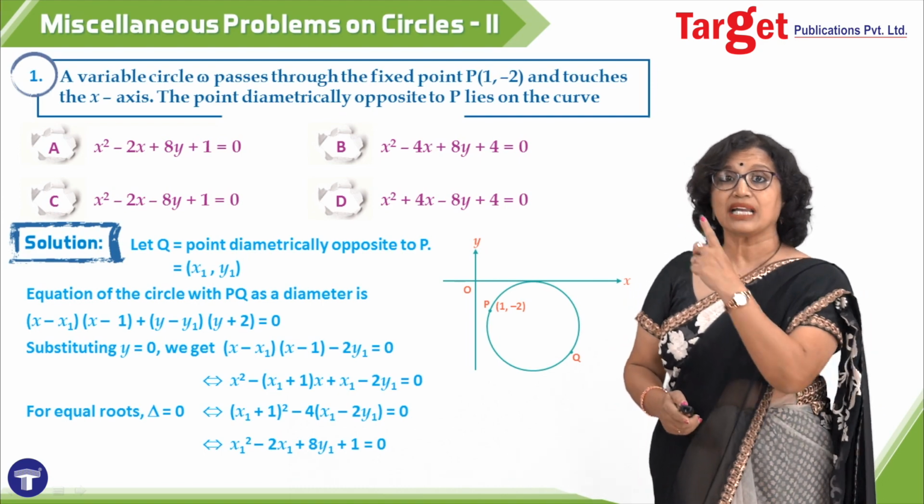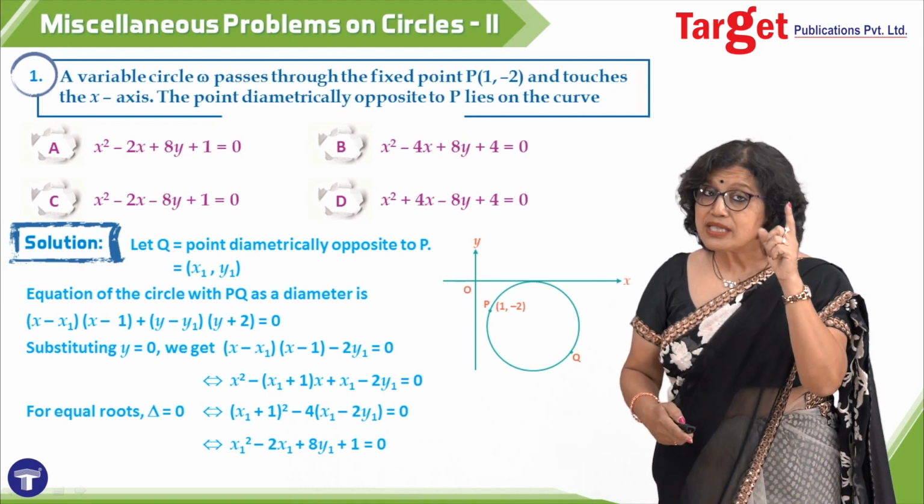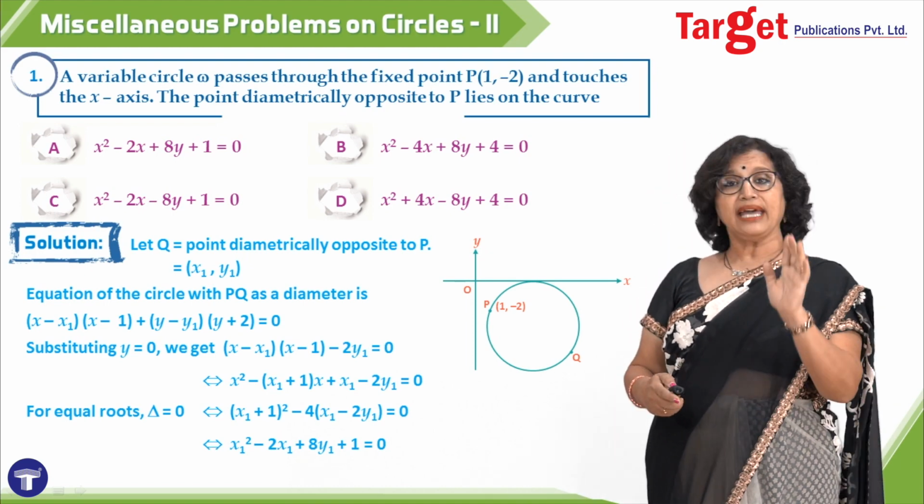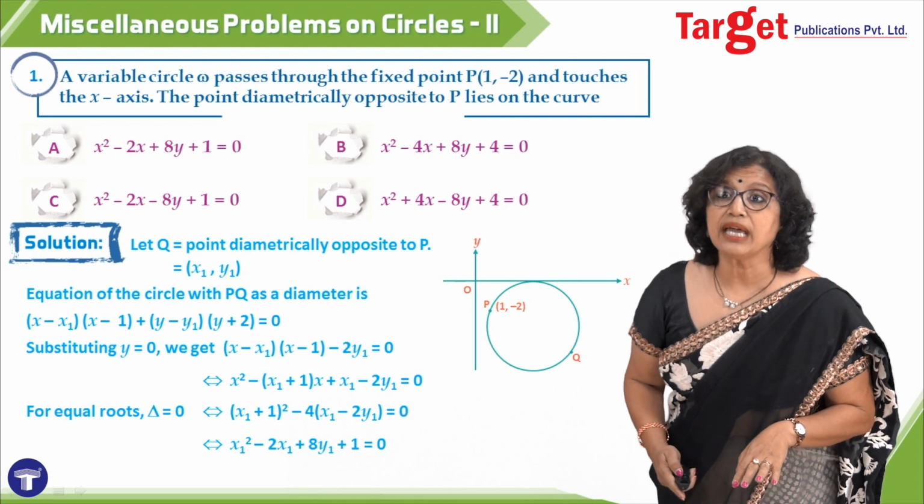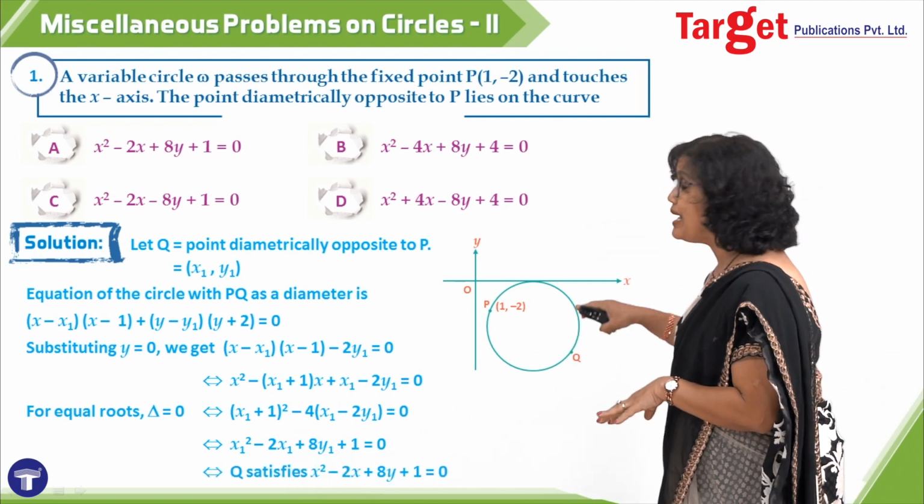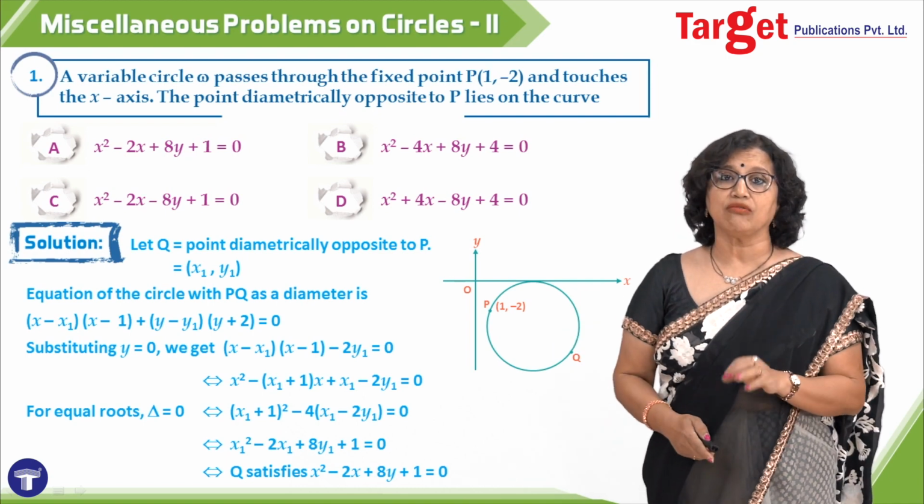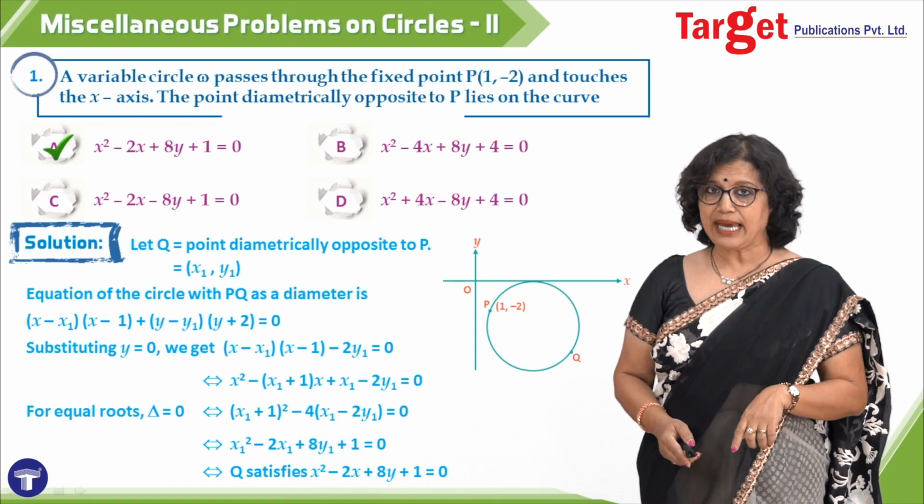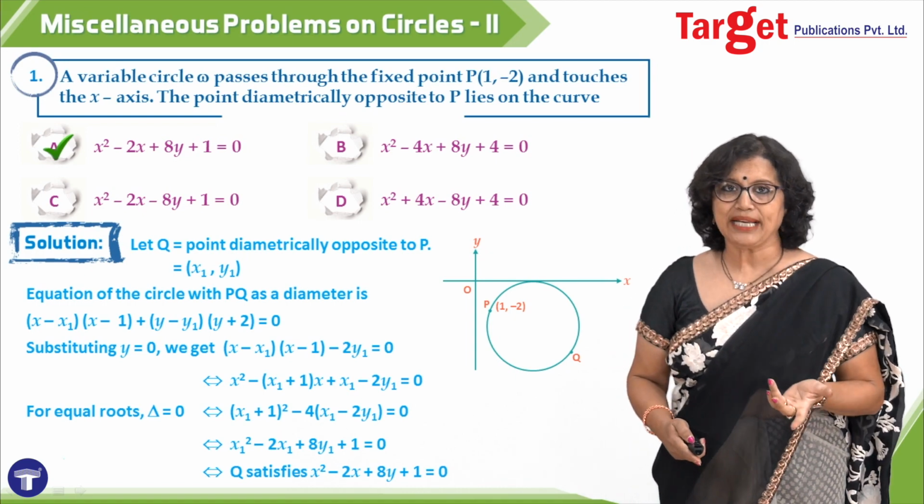Means x1, y1 satisfies this equation. So what is the final step that we do? That x1, y1 will have to be replaced by x and y. So I would say that point Q actually satisfies x square minus 2x plus 8y plus 1 equal to 0. And hence my correct option is A. Right? So let us proceed to the next one.